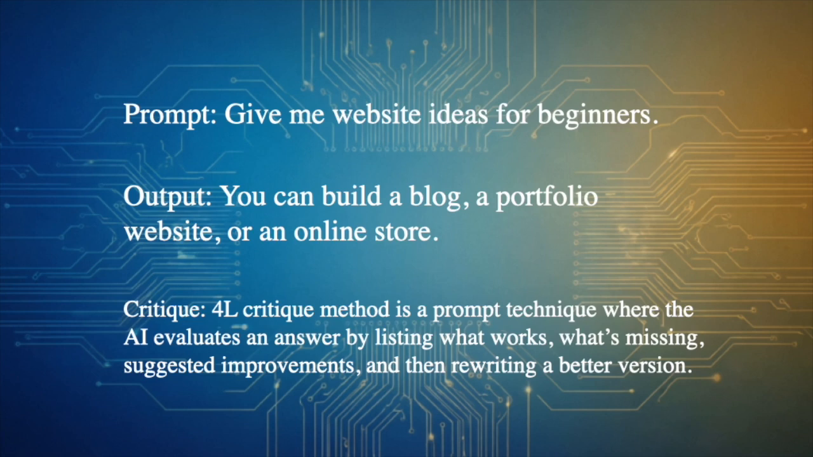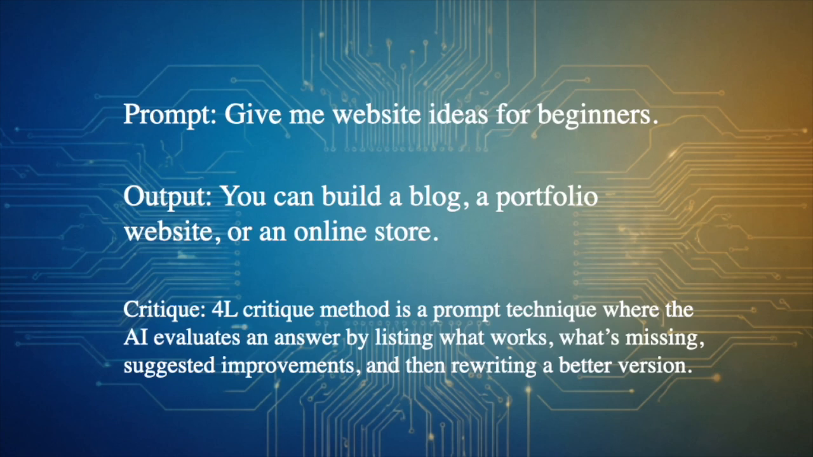In prompt engineering, a critique and improve loop, Rule 4, means the AI doesn't just give one answer, but first reviews its own output and then upgrades it for clarity, completeness, and usefulness. For example, if the prompt is "give me website ideas for beginners," the AI might first respond with simple ideas like a blog, portfolio website, or online store, but then it critiques that response by checking what's missing, such as organization, usefulness for beginners, and missing categories like tools or difficulty level.